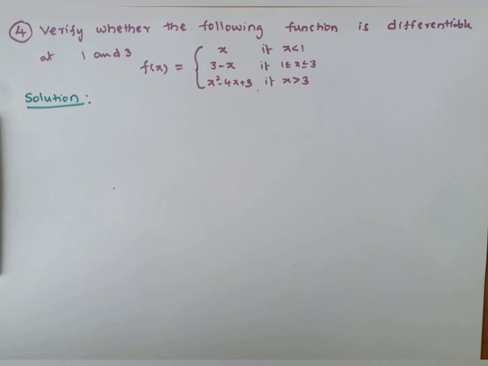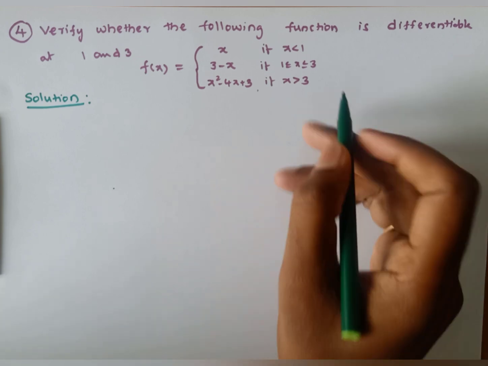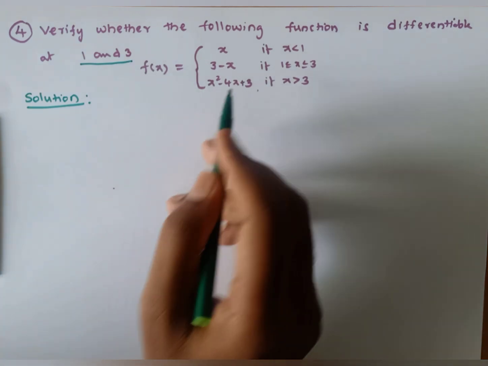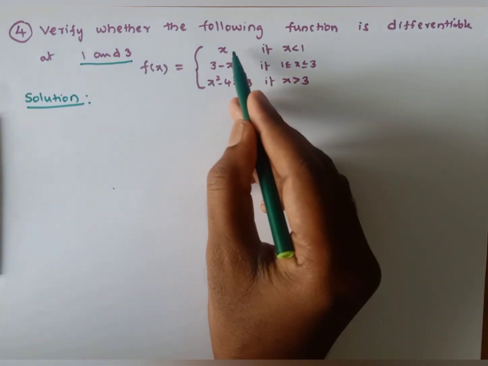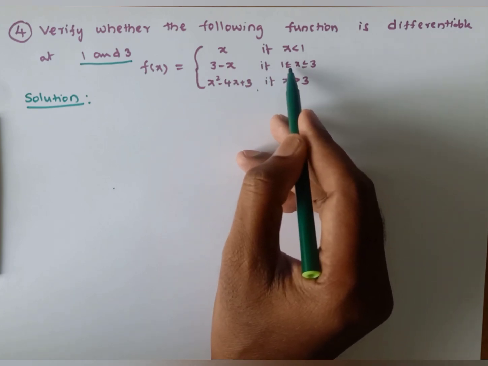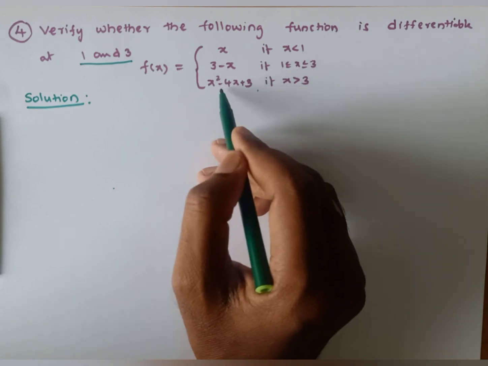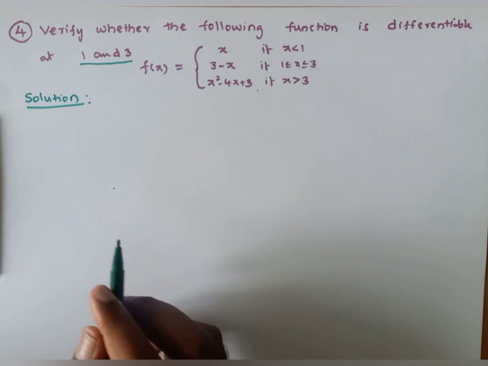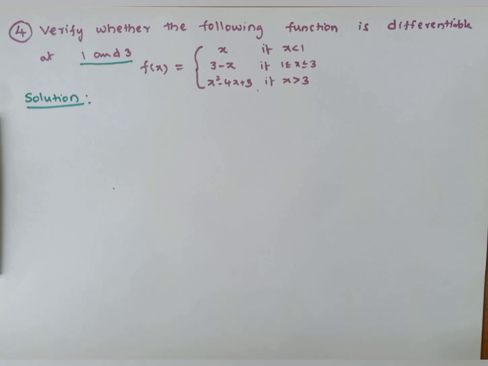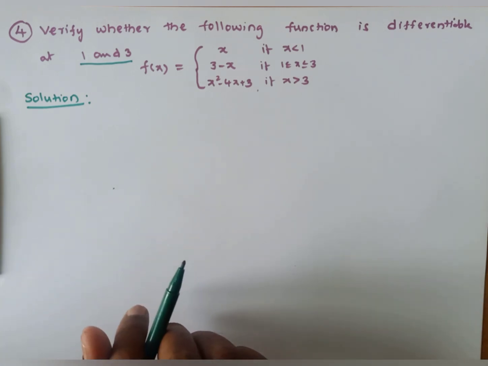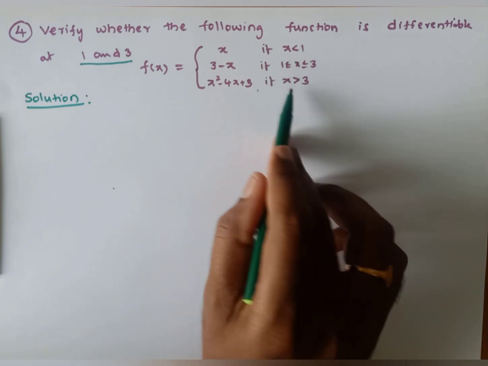Now fourth problem. Verify whether the following function is differentiable at 1 and 3. For this, please first define the function. So here x if x is less than 1, 3 minus x if x is from 1 to 3, and it is x square minus 4x plus 3 if x is more than 3. Now the function is a piecewise defined function. Whatever we did earlier were direct functions over R or some interval, but here it is divided into some pieces.